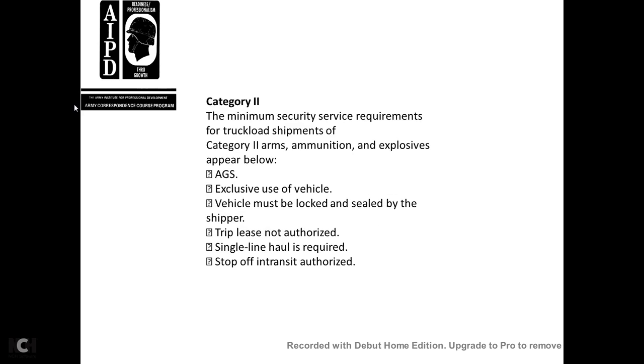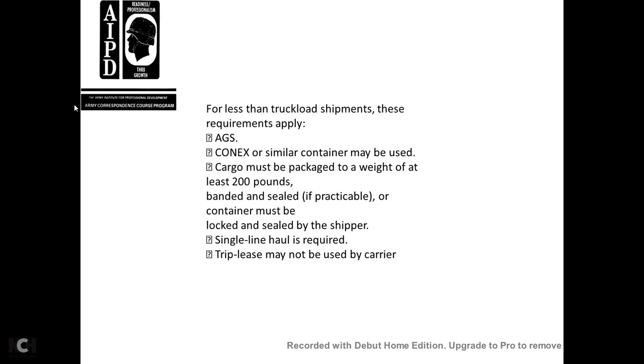Category 2, minimum security service requirements. For truckload shipments of Category 2 arms, ammunition, and explosives, the following apply: the AGS, and exclusive use of the vehicle must be locked and sealed by the shipper. The triple lease is now authorized. Single line haul is required. Stop off in transit is authorized. For less than truckload shipments, these requirements apply for the AGS: a Conex or similar container may be used. The cargo must be packaged and weigh at least 200 pounds, banded and sealed. If practicable, the container must be locked and sealed by the shipper.